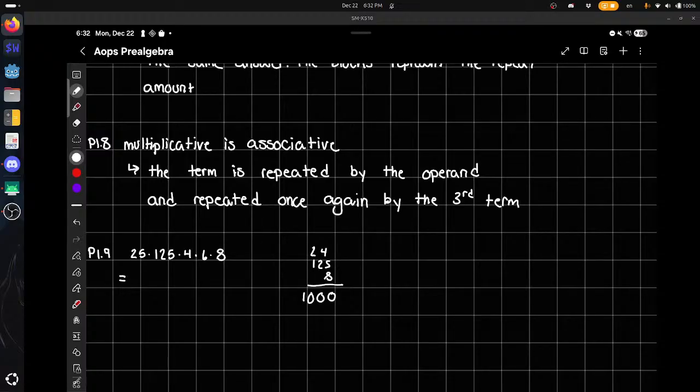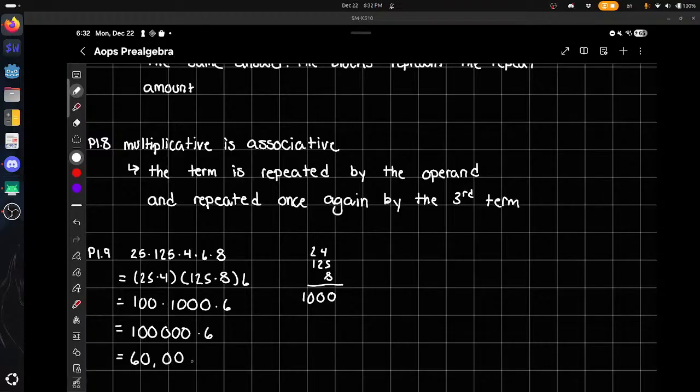Okay, so it does work out. And now we're left with 25 times 4, 125 times 8, 6. That's 100 times 1000 times 6. That's just 1, then 0, 0, 0 times 6, which gives us this. Hold on, wait. I guess not.